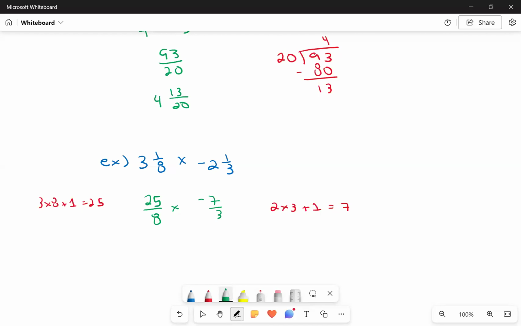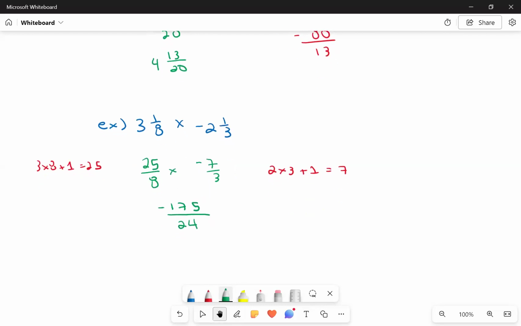And let's do 25 times 7. Here, I'm going to grab my calculator. Actually, wait, I could do that in my head. That's quarters. 7 quarters is 175. And then 8 times 3 is 24. Okay, so now let's see. Yeah, that doesn't reduce. So I'm going to go ahead and change it to a mixed number.